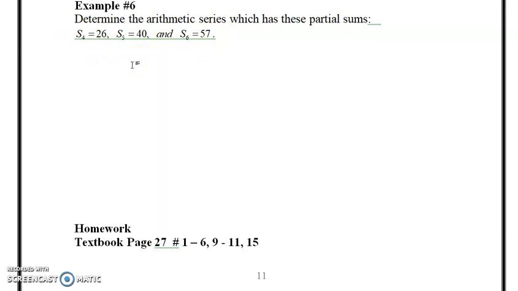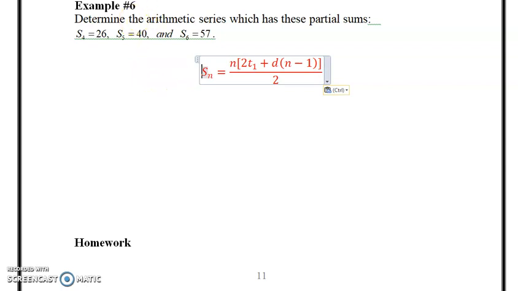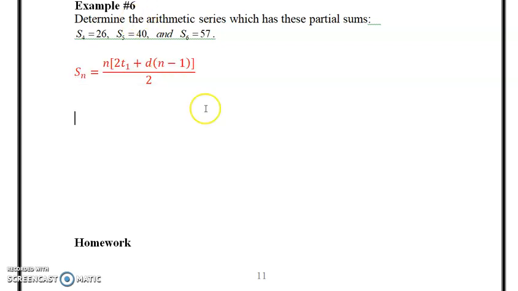The first one I'm going to use works all the time, and for the second one, for this particular example, I'll show you how you could solve this question just using logic. So the first one is we're going to use the formula S_n equals n times the bracket 2 times t1 plus (n minus 1) d, all divided by 2. This will allow us to put in n, because we know n is going to be 4, and we know the whole thing is going to be equal to 26. And then we can just solve through.